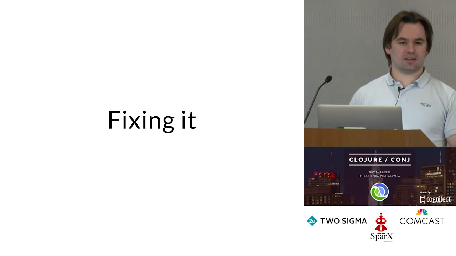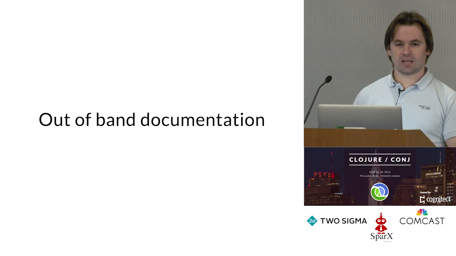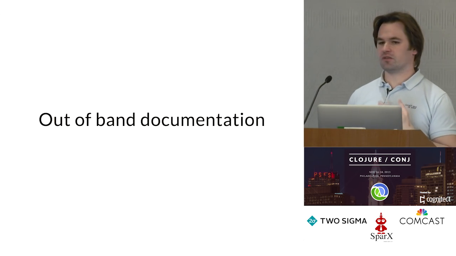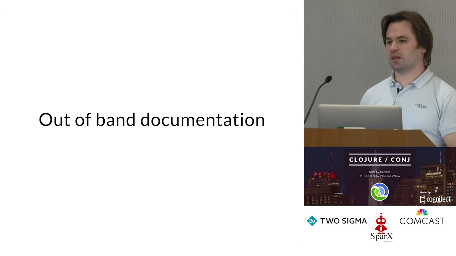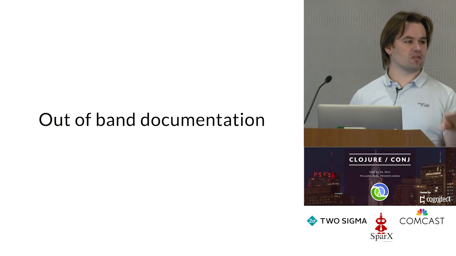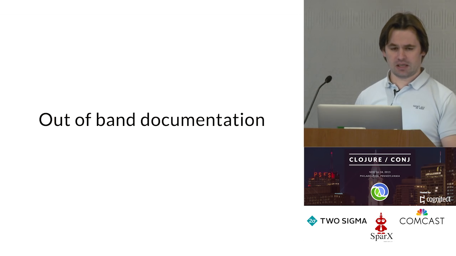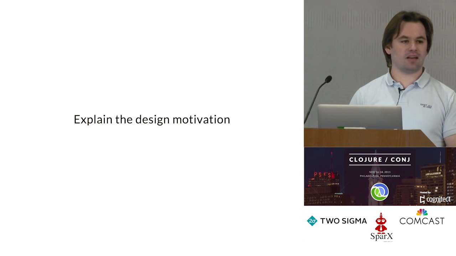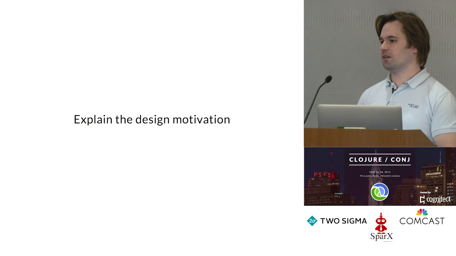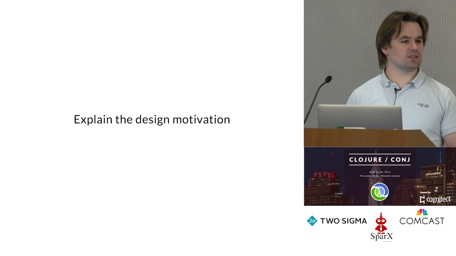So how do we fix that? This is more like general recommendations. I suggest out-of-band documentation. Out-of-band documentation for me is not what you write into a doc string on a function level. Maybe it's a doc string on a namespace level, but when you have a bigger library, all your code might be split over multiple namespaces, so please provide some kind of top-level documentation for your library. And in this documentation, explain the design motivation. Why is the library providing an interface like it is? There might be some reason, I hope.